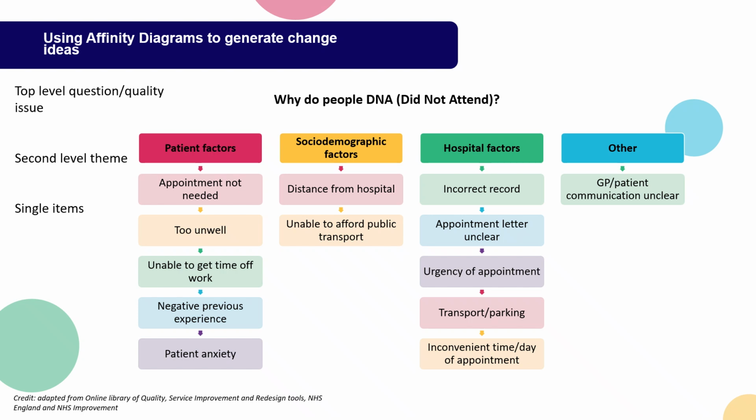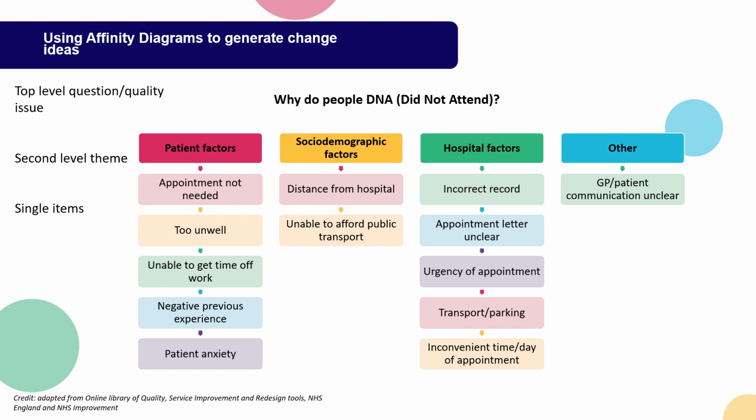You start with people individually generating their own ideas to the top-level quality issue. The team then sorts ideas into different groups or categories based on their relationships to one another. A typical affinity diagram might have between 40 to 100 ideas. This tool can be done face-to-face using sticky notes, paper, or online using programs such as Miro.